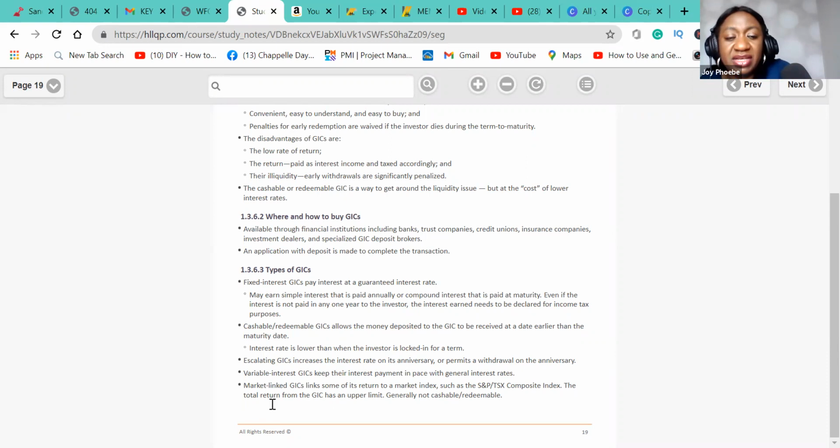So there is a peace of mind that comes with knowing what you are up against, what you'll be getting. However, there is the cashable or redeemable GIC that allows the money deposited to be received at a date earlier than the maturity date. So the interest rate is lower than when the investor is locked in. This one is the flexible version of the guaranteed one, so it allows you to cash your money sooner if need be. But for that option, you are paying a price, because the interest rate on it is not as much as the one that is locked in. If that makes sense.